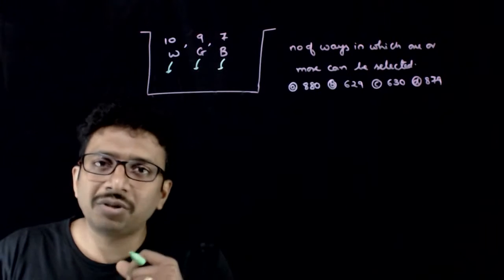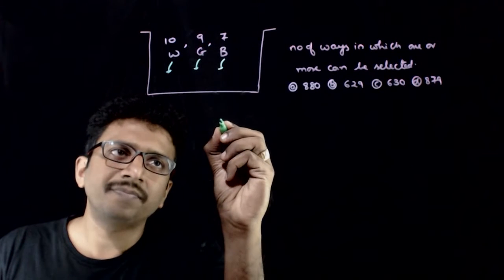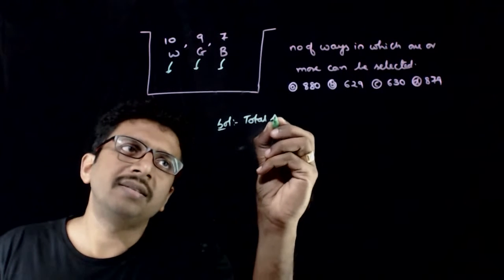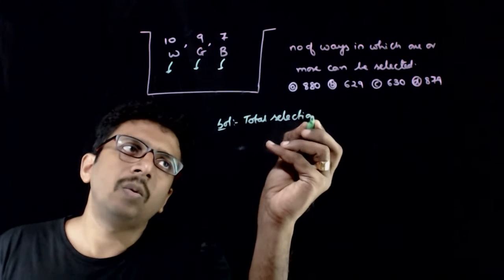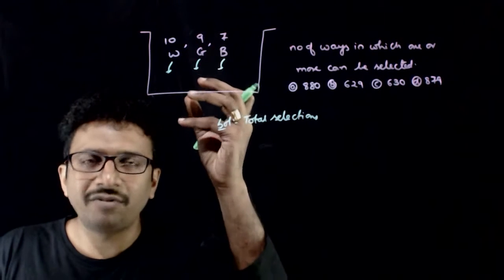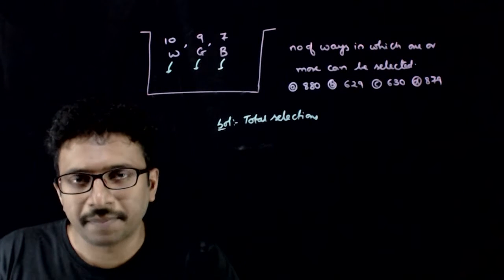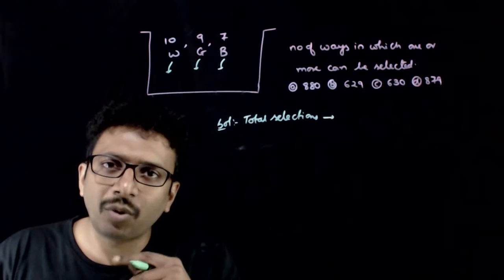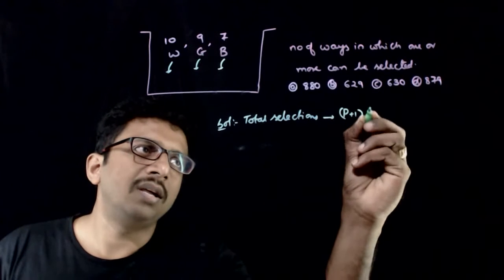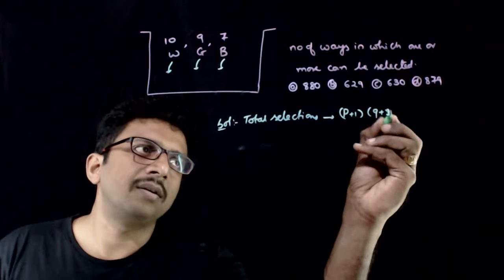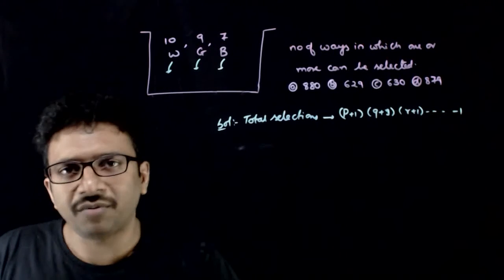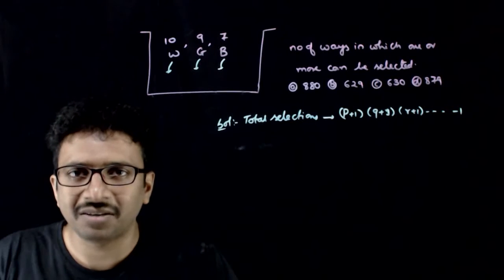So again, this is a question based on the topic of total selections. Total selections, when some of the things are alike of one kind, some are alike of the other kind, some are alike of the other kind, and so on. So what is the formula for total number of selections? Total number of selections is given by (P plus 1) into (Q plus 1) into (R plus 1), and so on, minus 1 if you want at least one object to be selected.